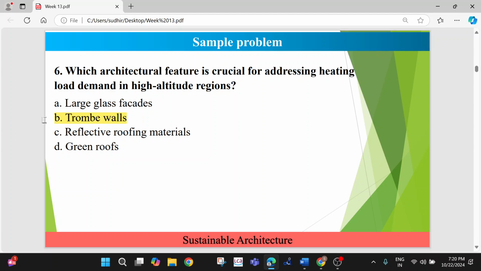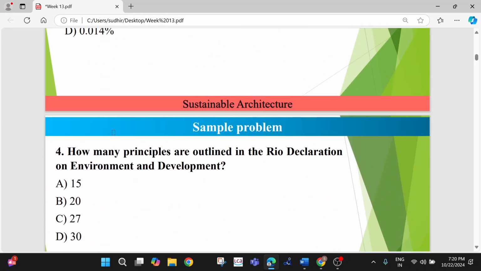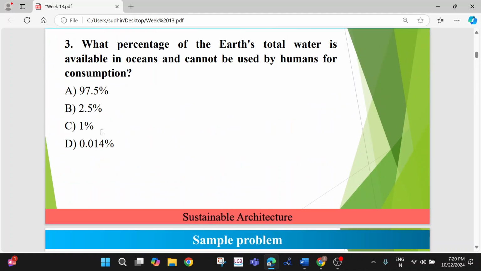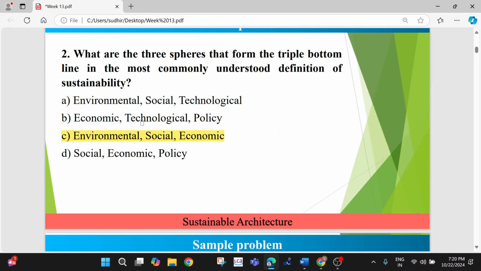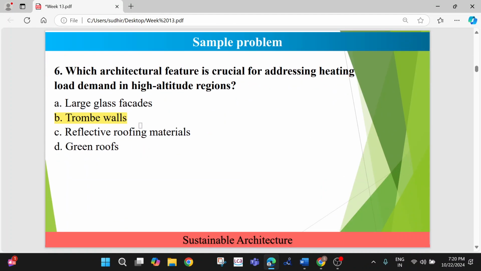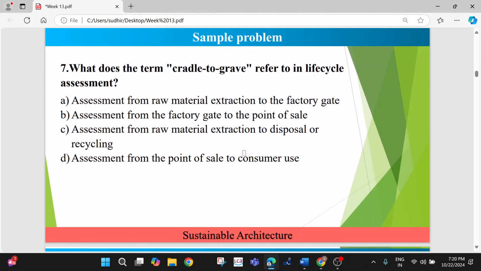So Trombe wall is the right answer for question number 6, and for this also it is option C. Fine. So I think the rest of you have all answered. So let's move to the next question. Question number 7. Here is question number 7.